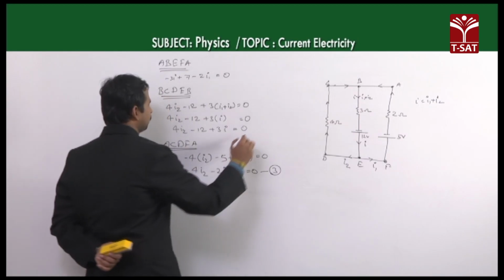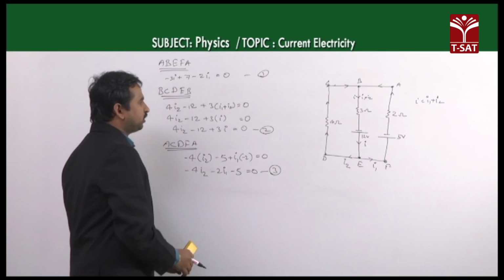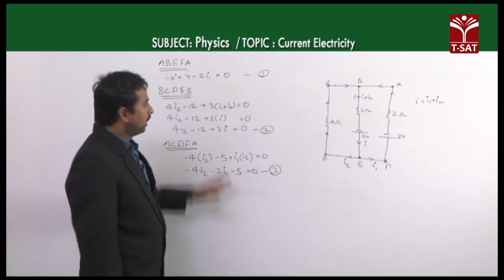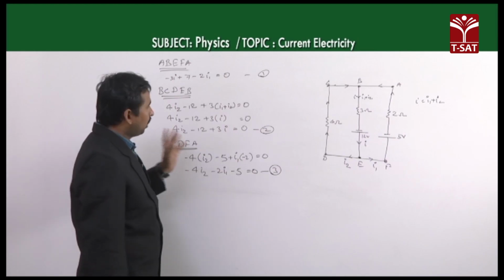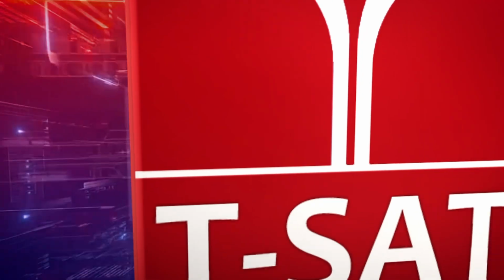This is the third equation, this is the second equation and this is the first equation. So from the 3 closed circuits, we got 3 equations, and if you solve these 3 equations, now we can easily find out the I1 and I2 values here.